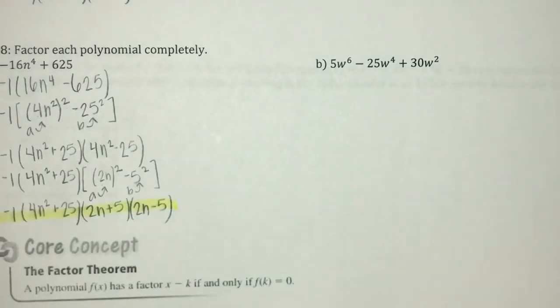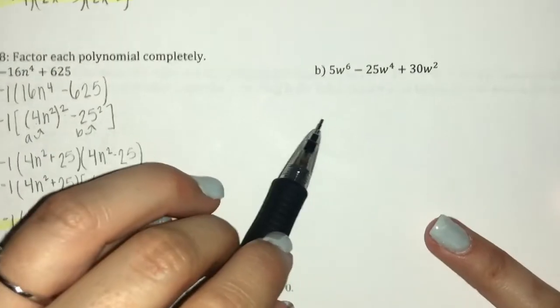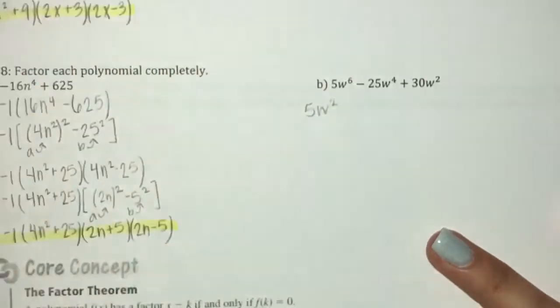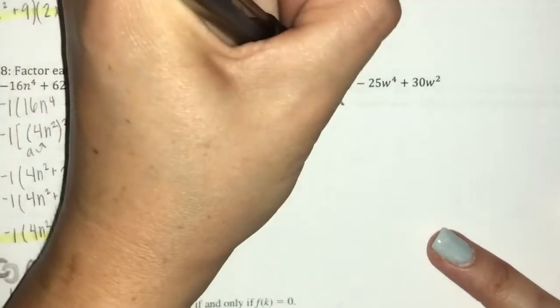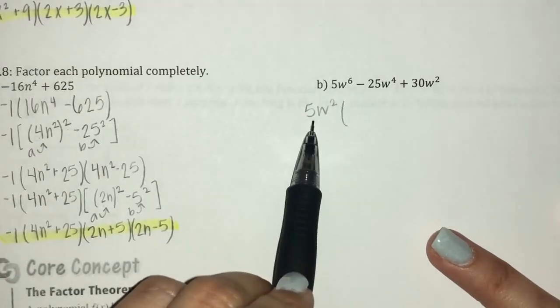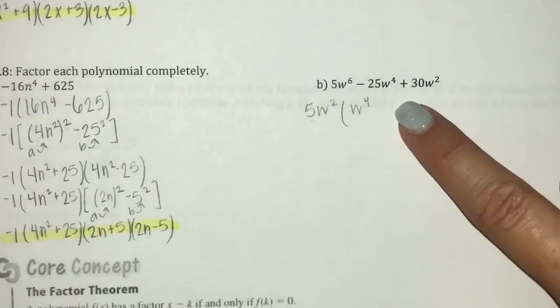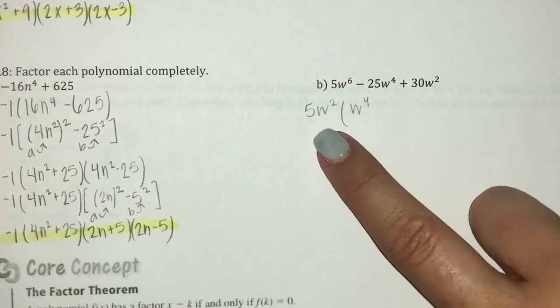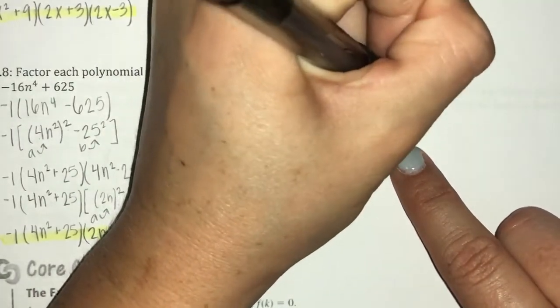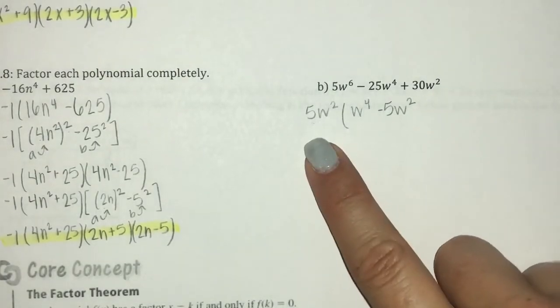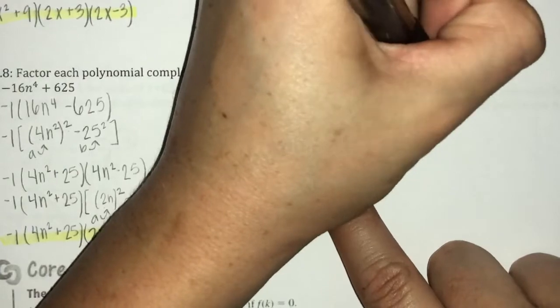And then for b, 5w to the 6 minus 25w to the 4th plus 30w squared. So everything's divisible by 5, so I know I can factor out a 5 as my GCF, but I can also factor out w squared. So I'll pull out 5w squared as my GCF. So 5w to the 6 divided by 5w squared just leaves you with w to the 4th. Negative 25w to the 4th divided by 5w squared leaves you with negative 5w squared. And then 30w squared divided by 5w squared leaves you with 6, plus 6.